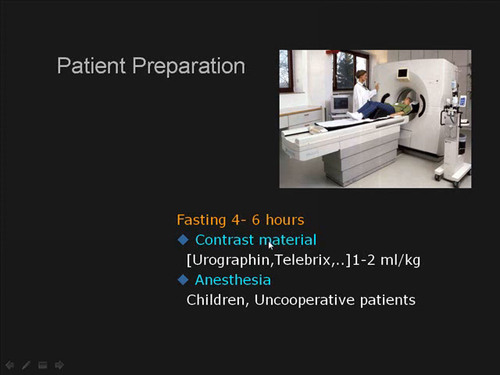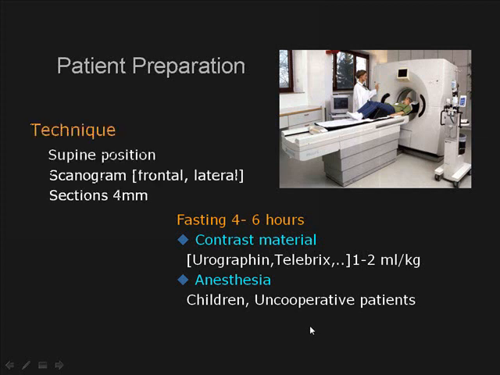If you are going to inject the patient with contrast material or give the patient some kind of anesthesia, then you should order the patient to fast for about 4 to 6 hours. Otherwise, there is no specific preparation for examination of the spine, either by CT or by MRI.